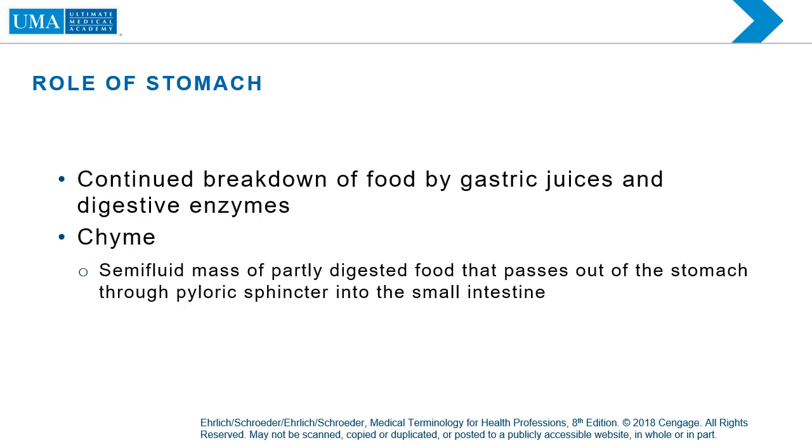Our stomach also plays an important role in this process. Here, our gastric juices contain hydrochloric acid as well as digestive enzymes, and these continue to break down food. Now keep in mind, few nutrients enter our bloodstream through the walls of the stomach. When that churning action starts in the stomach, it works with our gastric juices by converting the food into chyme. Chyme is a semi-fluid mass of partially digested food that passes out of the stomach through our pyloric sphincter and into the small intestine.